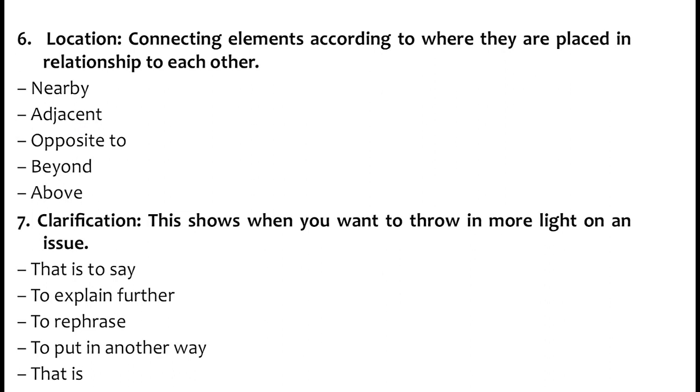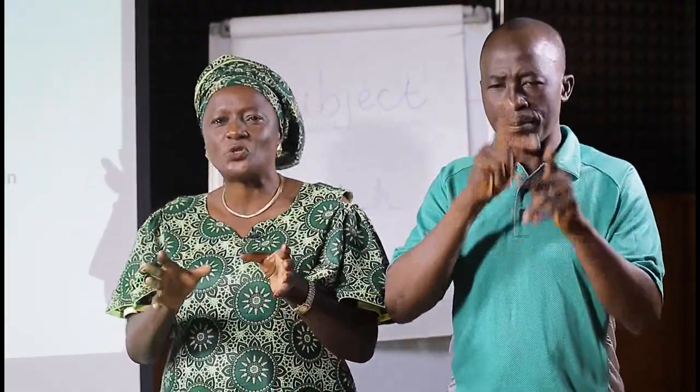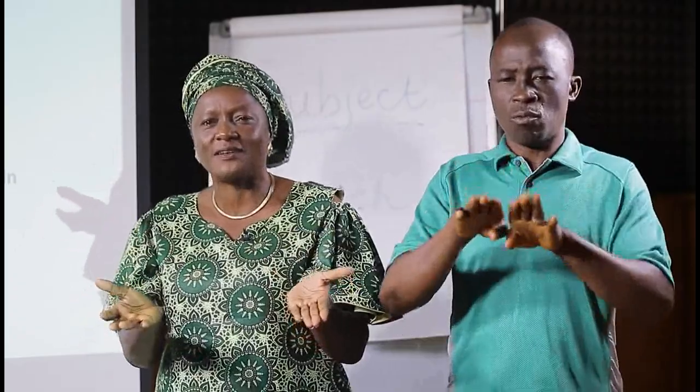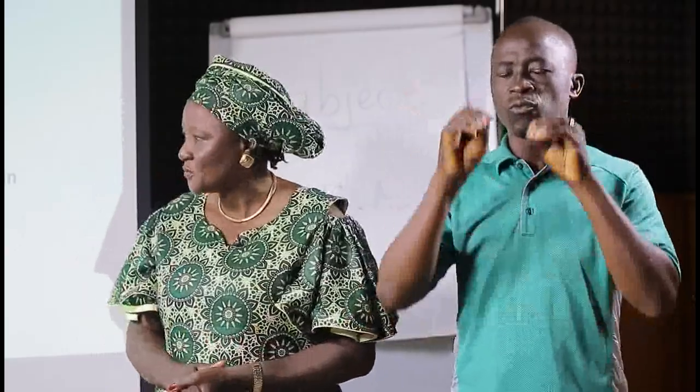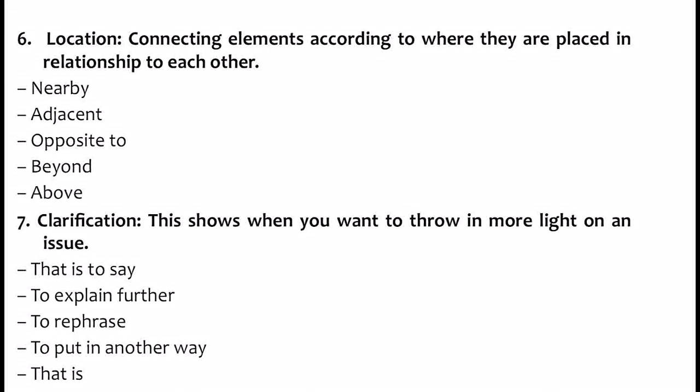Next, number 7, clarification. This is when you want to throw more light on an issue. When you want to make people understand, when you want to open up and help everybody to get the message, you clarify. So you throw more light on the issue. So you use phrases like, that is to say, to explain further, to rephrase, to put in another way.